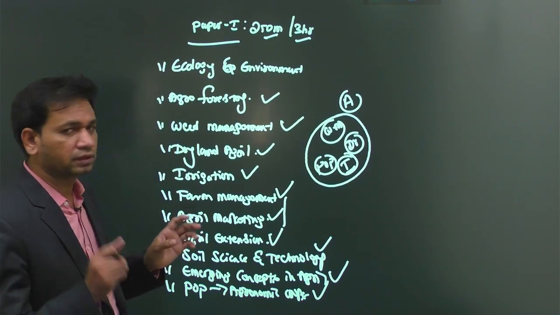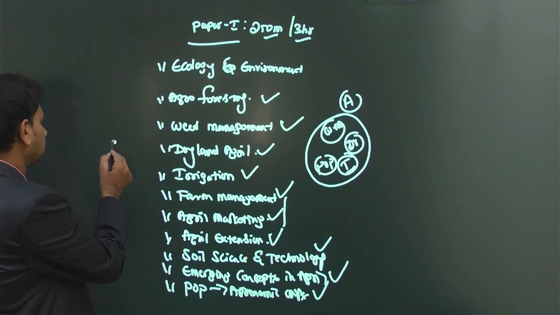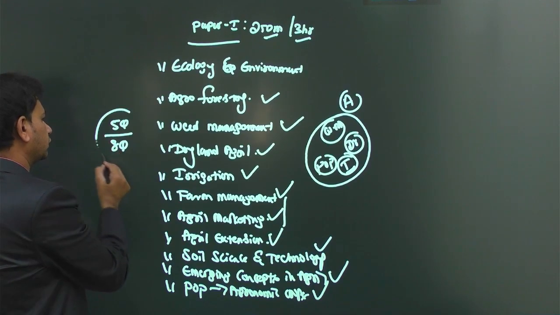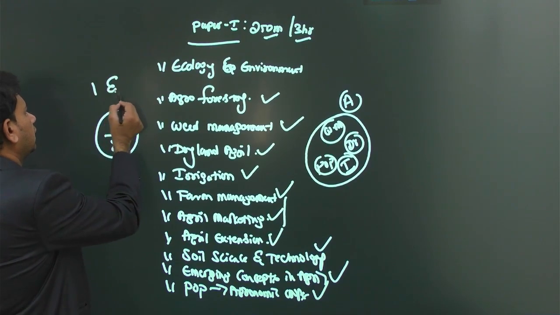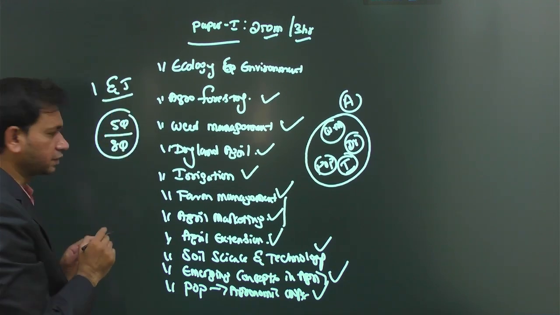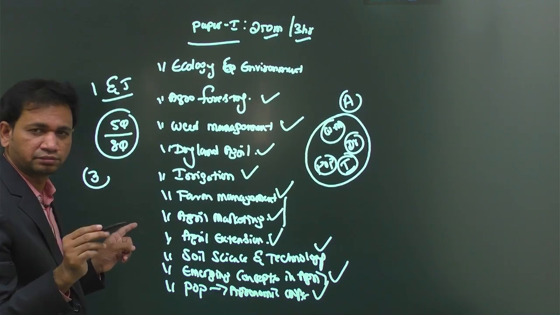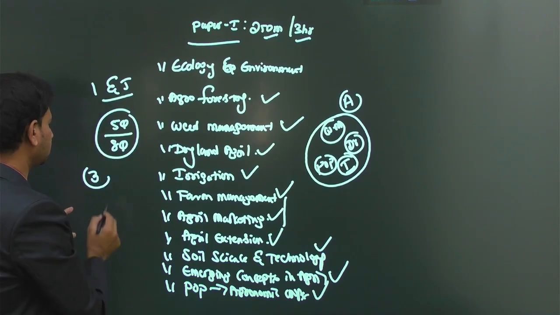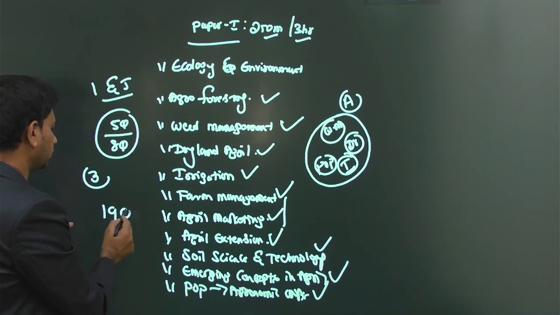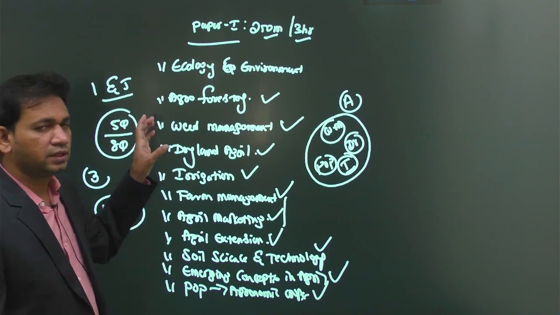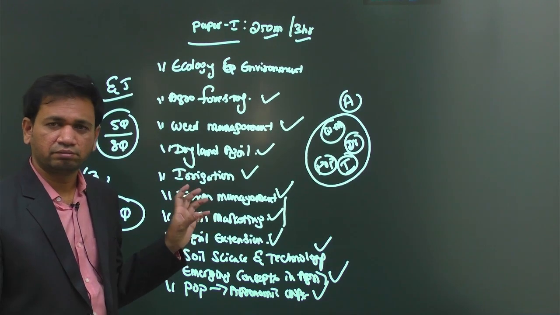So totally we have 8 questions, right? Out of the 8 questions, we need to attempt 5 questions. That means question numbers 1 and 5 are compulsory. For the remaining 3 questions, we need to attempt them either in section A or section B. That is the nature we have. And within 3 hours, we need to attempt 19 questions. So this is the basic structure we have in the case of paper 1.